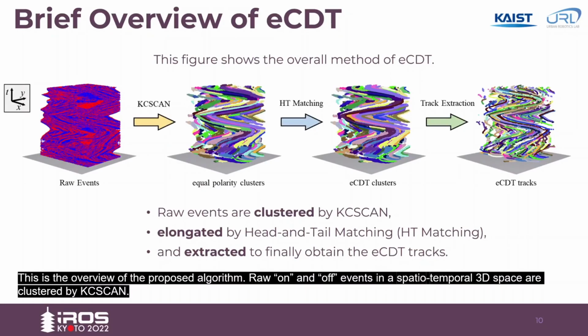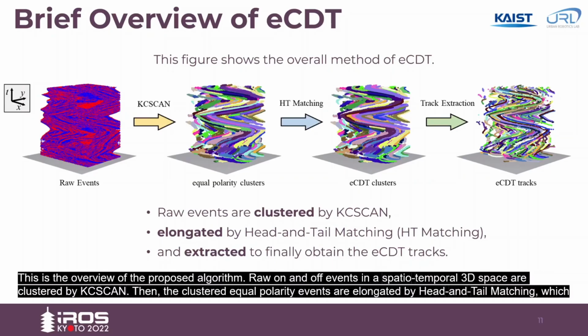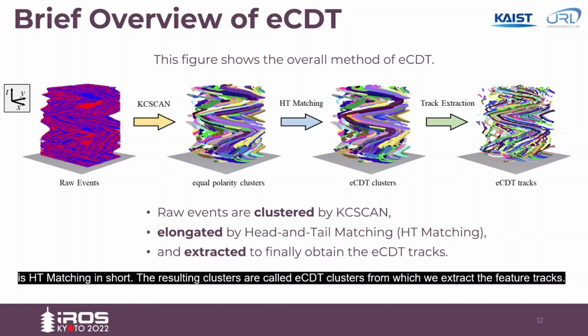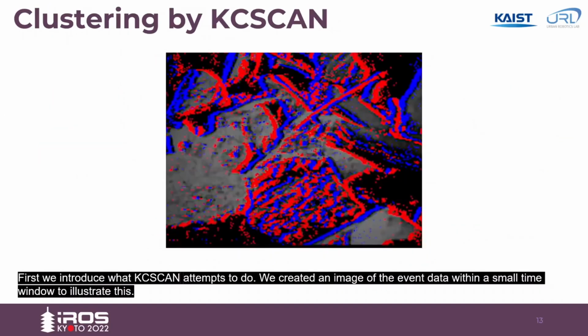This is the overview of the proposed algorithm. Raw on and off events in the spatio-temporal 3D space are clustered by KCSCAN. Then the clustered equal polarity events are elongated by head and tail matching, which is HT matching in short. The resulting clusters are called eCDT clusters, from which we extract the feature tracks. First, we introduce what KCSCAN attempts to do.